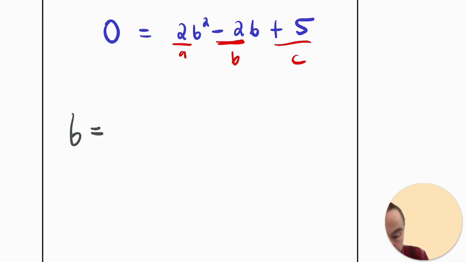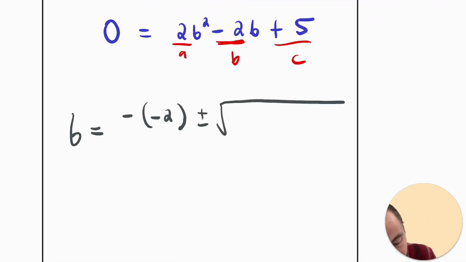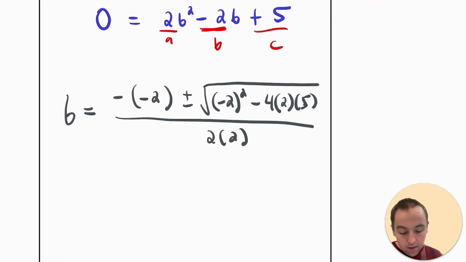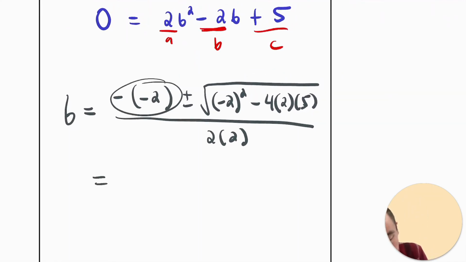All right, so as we know with the quadratic formula, we're solving for the variable b, right? So b is going to be equal to negative of b, which is negative of negative 2, since your b value is negative 2, plus or minus the square root of b squared minus 4ac. And that's going to be all over 2 times the a value.